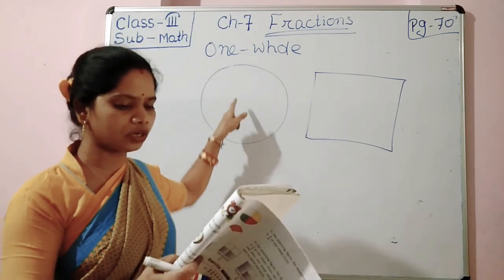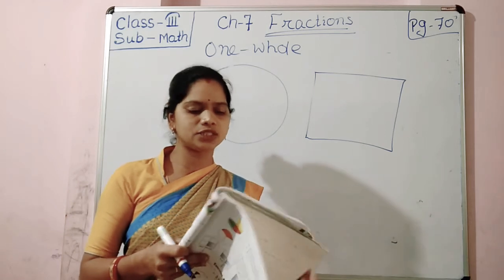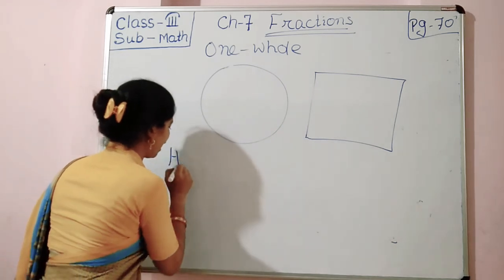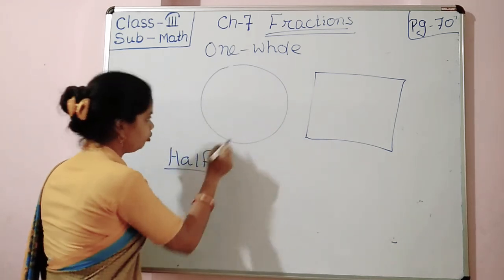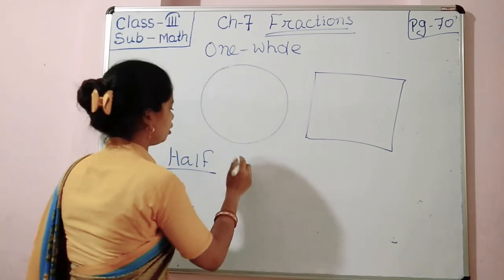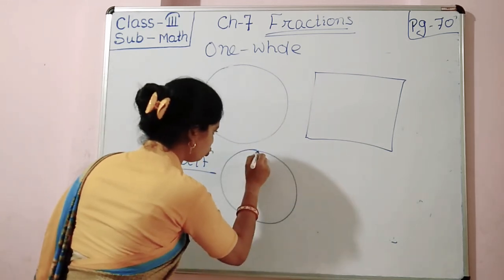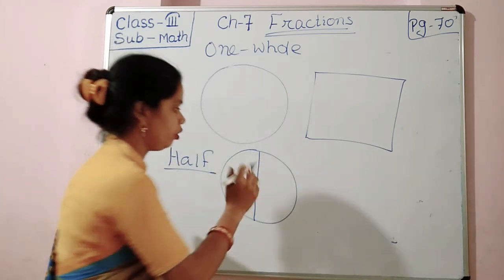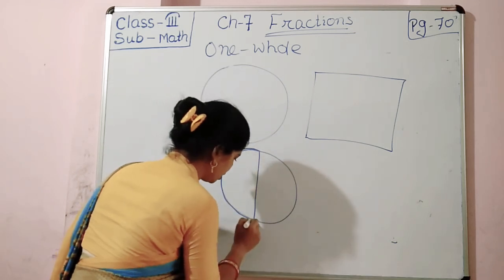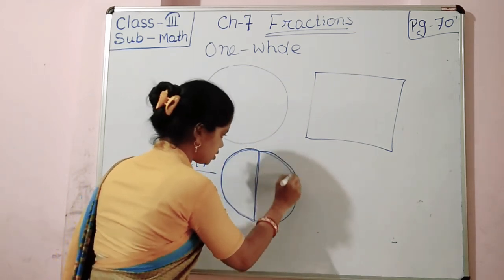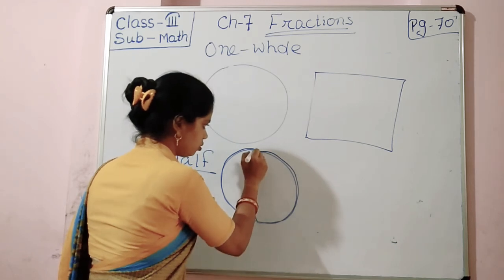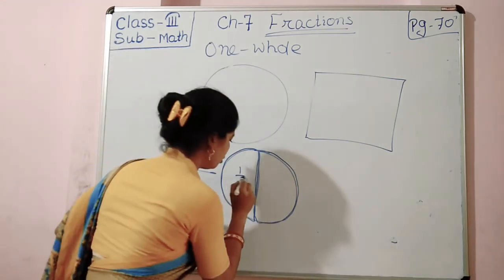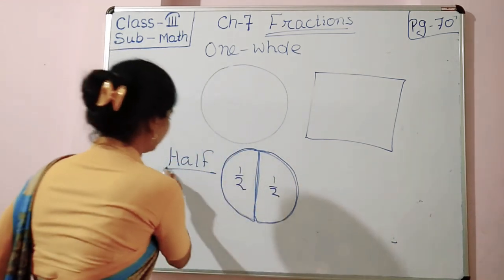If we cut the circle into two equal parts, then each part is called a half. Look, it is one whole. Then we learn about half. What is half? When we divide the circle into two equal parts, not unequal, meaning this side is equal to this side, it is called the half of the circle, or we write it as half.